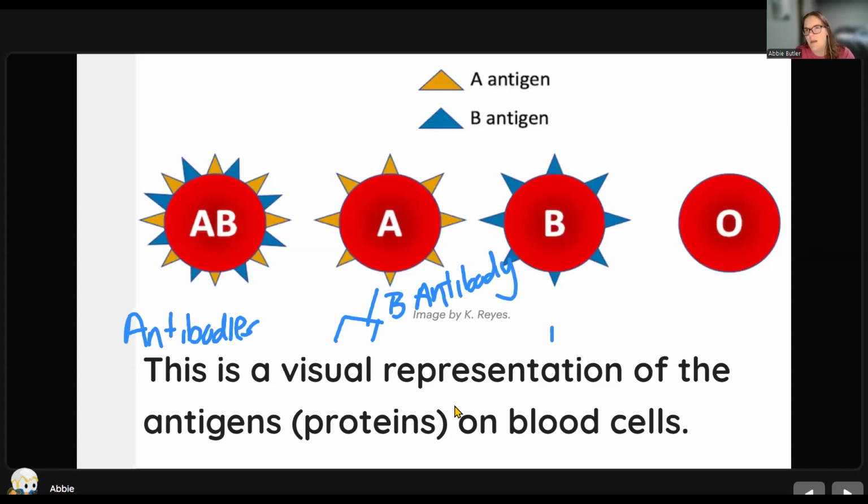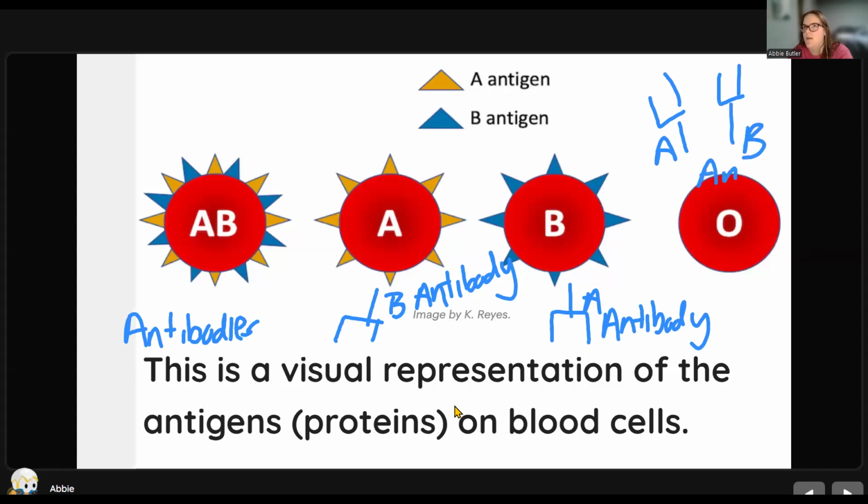Type B has A antibodies. They're going to block A blood. They don't want to accept A blood. And type O blood has both A and B antibodies. They do not want either A or B blood. What's kind of cool is type AB blood can accept everybody because they don't have antibodies. And therefore we call them a universal recipient.